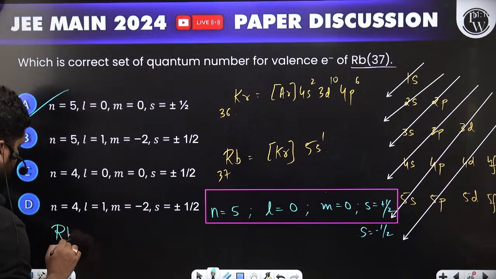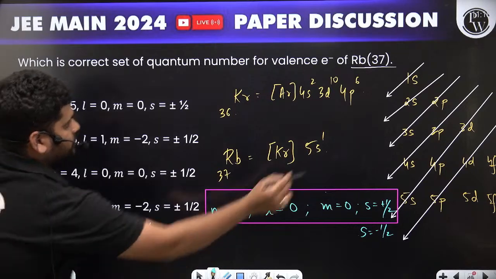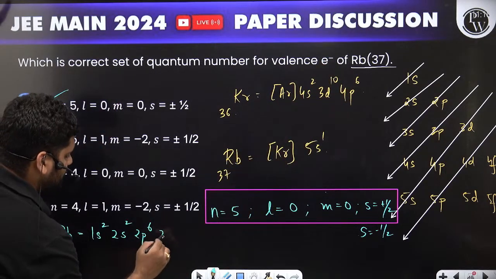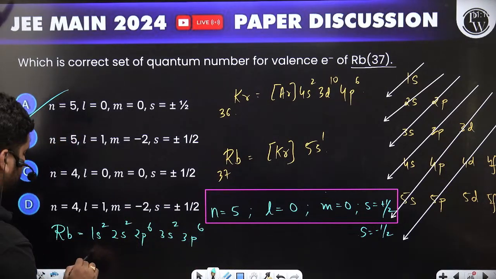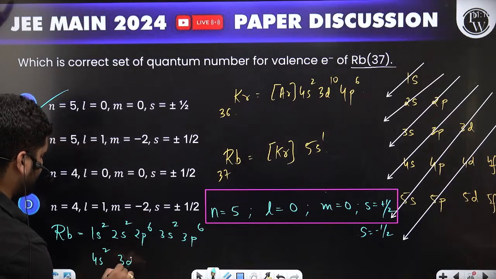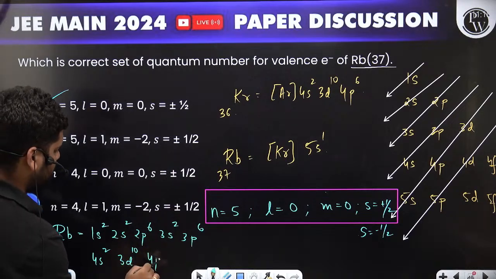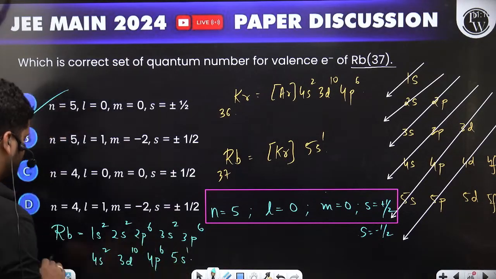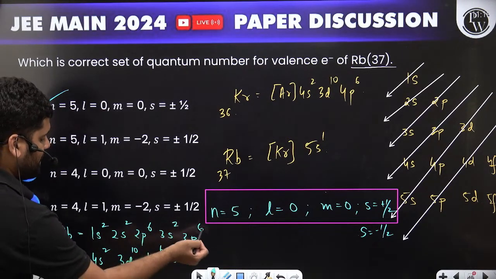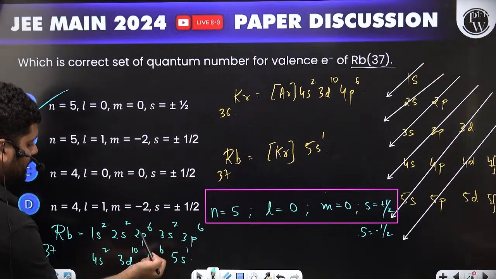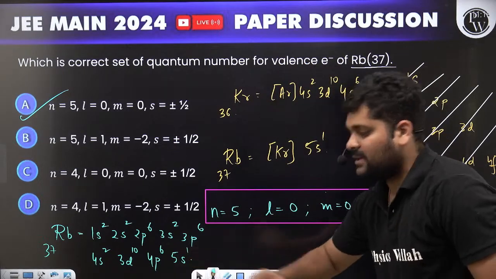I'll directly go for rubidium, 37. So we'll start with 1s2, then 2s2, then 2p6, just follow that: 1s, 2s, 2p, then 3s2, then 3p6. After 3p6 we fill 4s2, then 3d10, then 4p6 and then 5s1. Does this add up to 37? 2 plus 2 plus 6, 10, 10 plus 2 is 12, plus 6 is 18, 20, 30, 36 and 37. So the valence electron over here is going to be 5s1.